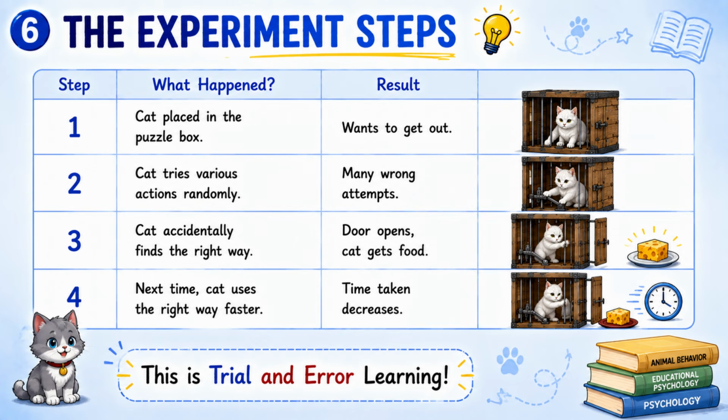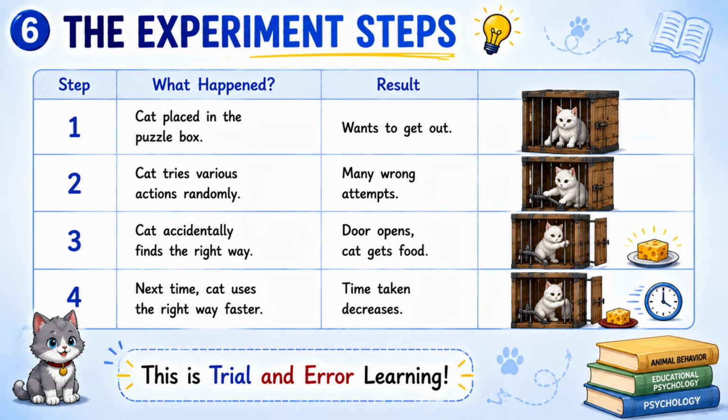Step 4. When the same experiment is repeated, the cat remembers the successful action. It makes fewer mistakes and escapes much faster than before. Practice பண்ண பண்ண கரெக்ட் மெத்தடை சீக்கிரமா யூஸ் பண்ணுது. டைமும் ரெடியூஸ் ஆகுது. So what does this experiment teach us?